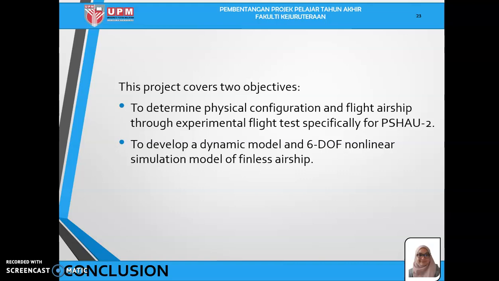So what I can conclude is that this project is actually able to determine the physical configuration, the RZ, the location of COB and the location of CG, and lastly the dynamic model is also able to be developed, and it shows appropriate response towards the propulsive input. And I think that is all from me. Thank you.